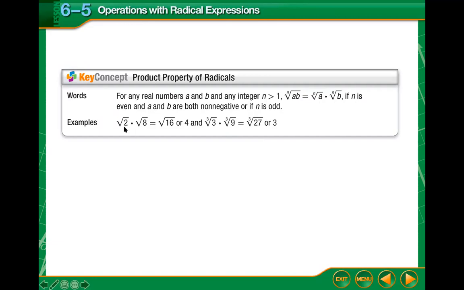So for example, the square root of 2 times the square root of 8 is the same thing as the square root of 16, because 2 times 8 is 16. And this would be easier for me, since I know that the square root of 16 is 4. Same thing here, the cubic root of 3 times the cubic root of 9. I can do 3 times 9, which is 27, and 3 is the cubic root of 27.